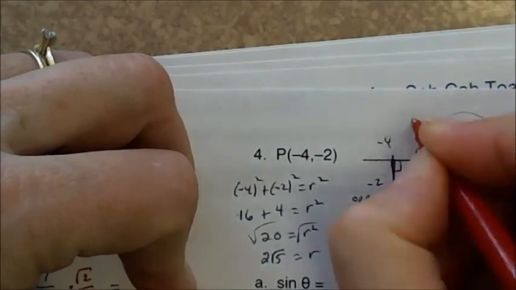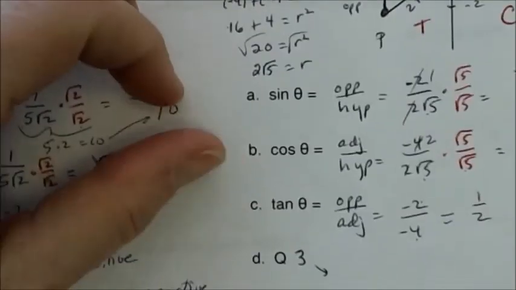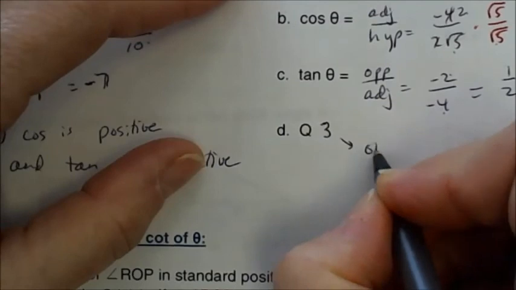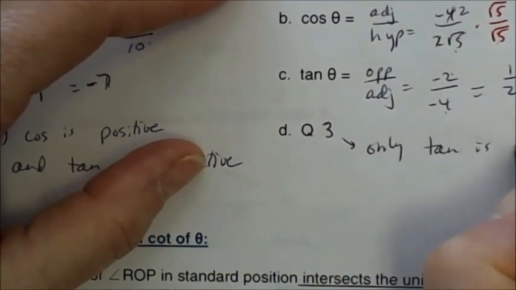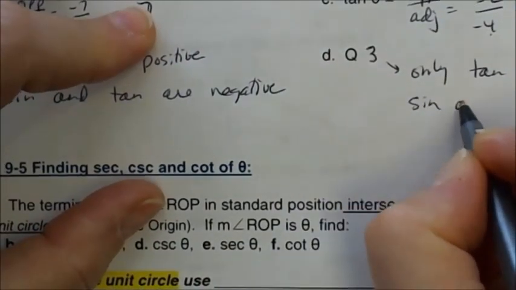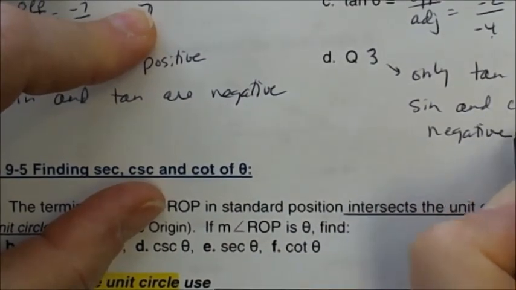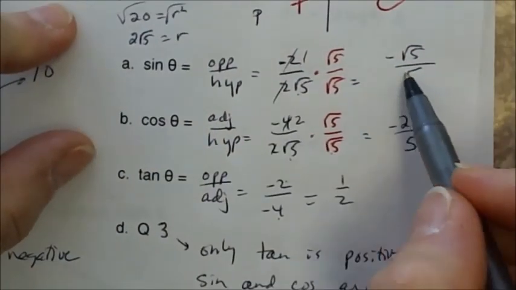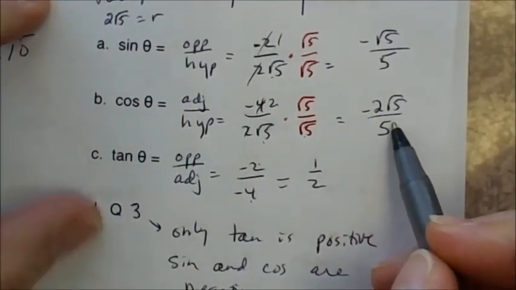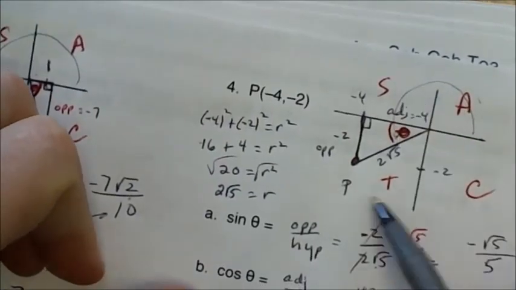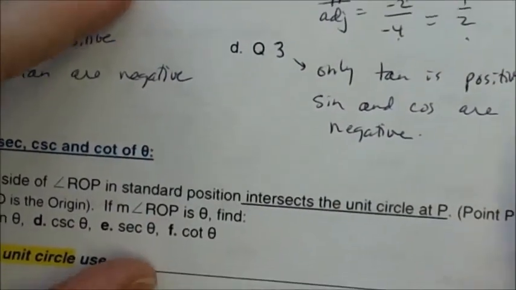And remember in quadrant 3, let's do our all students take chemistry again. All students take chemistry. In quadrant 3, only the tangent is positive. That's what T stands for. And that means that the sine and the cosine are negative. And that's what happened here. The sine turned out to be negative, the cosine turned out to be negative, but the tangent turned out to be positive. So that's what all students take chemistry tells us about whether or not these values are going to be positive.